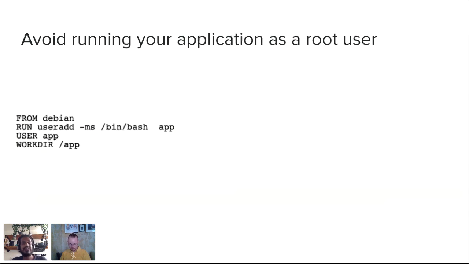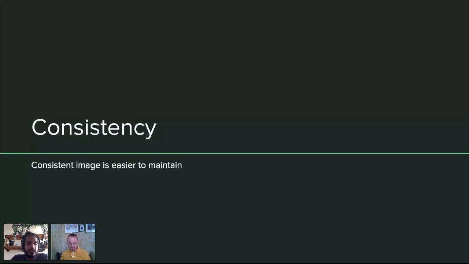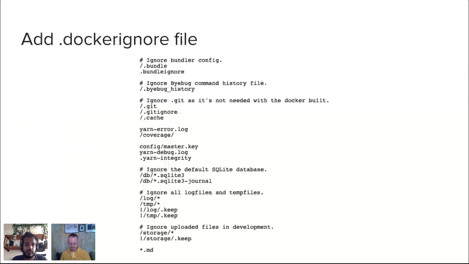Also, when you are adding or copying files to your Docker image, always copy them with the user and not with the root user. So if it is compromised, the damage is limited. Now, to build consistent images, you should always pin the base version of the image to avoid unexpected results. And always add a .dockerignore file, similar to a .gitignore file. It will ignore the folders and files that you don't want in your Docker image, so you can avoid writing sensitive information into your final Docker image.